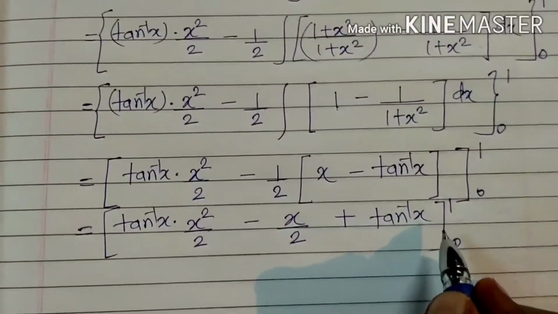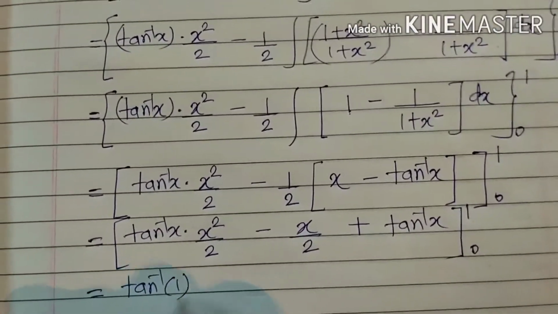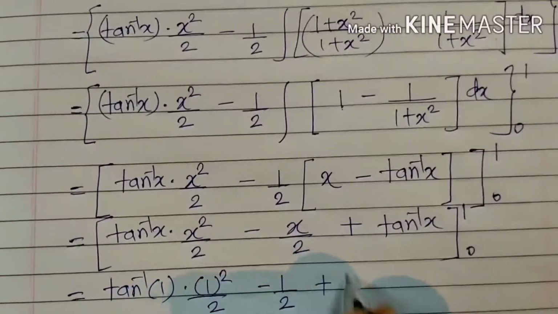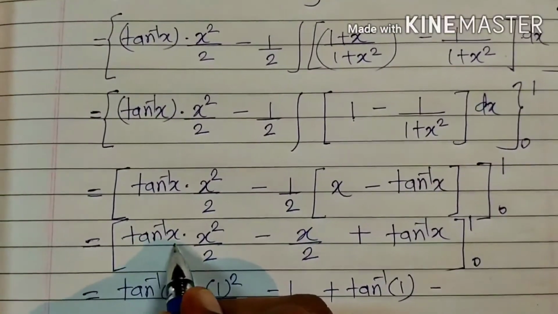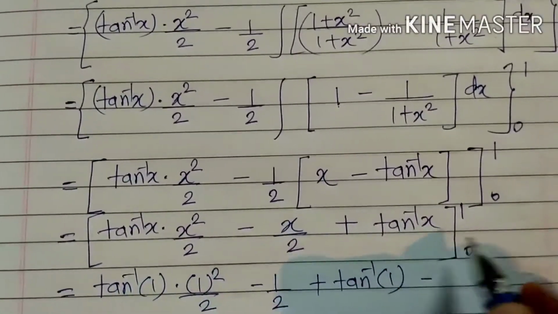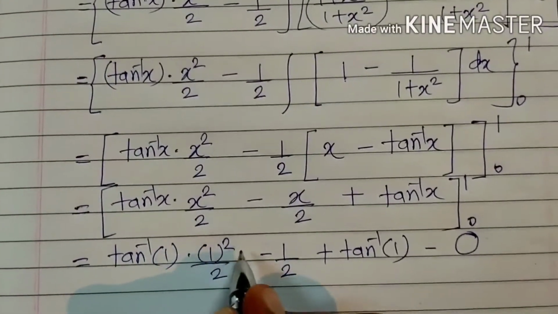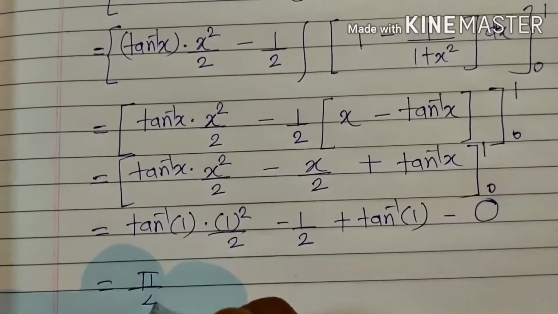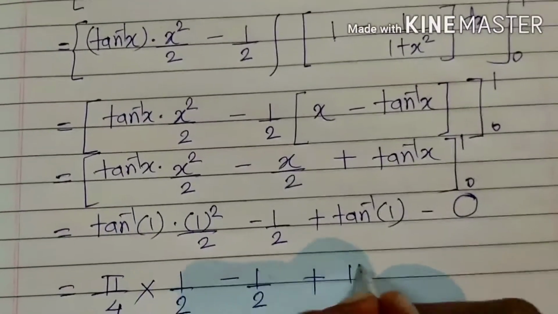Now put the limits. So first put the upper limit, it is tan inverse 1 into 1 square upon 2 minus 1 by 2 plus tan inverse 1, minus tan inverse 0 is 0. So its term becomes 0. Here is 0 and here 0. So you can write here 0. And tan inverse 1 is pi by 4 into 2. So it is pi by 4 into 1 by 2 minus 1 by 2 plus pi by 4.